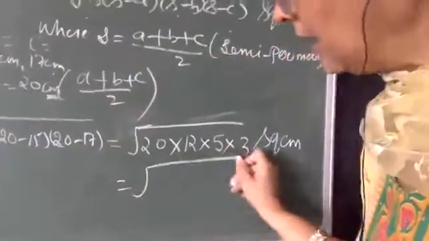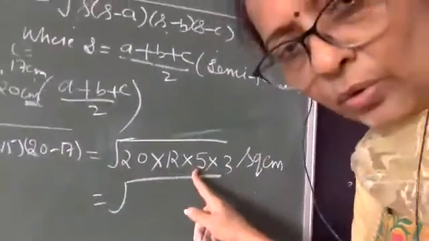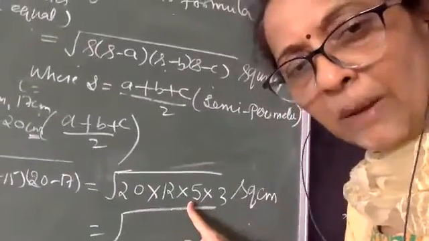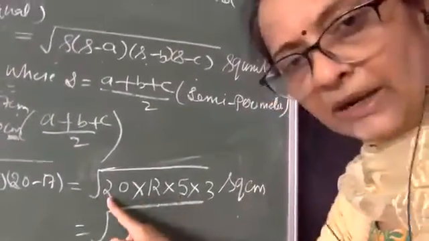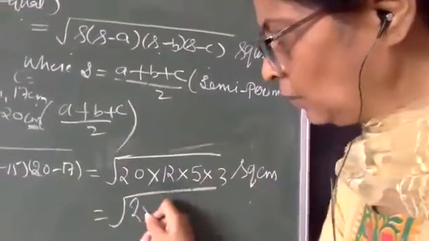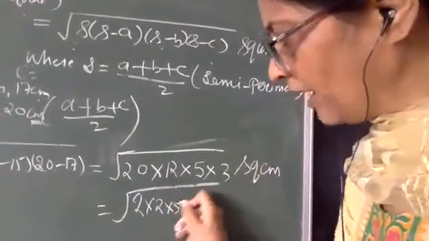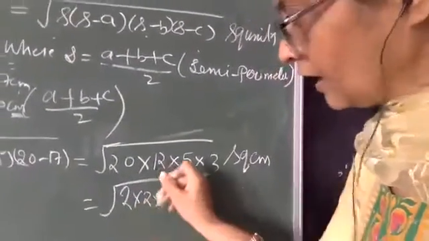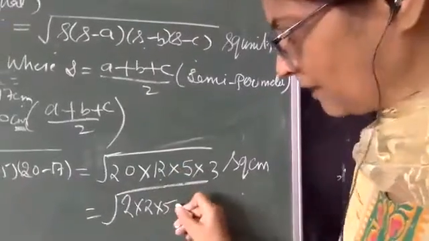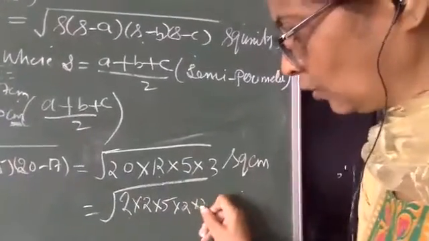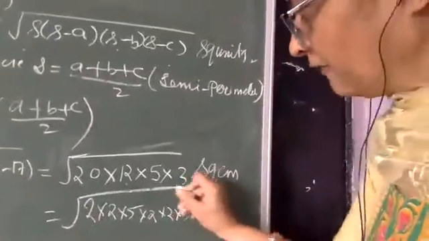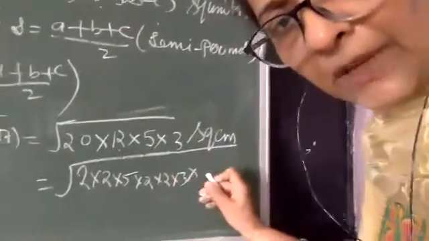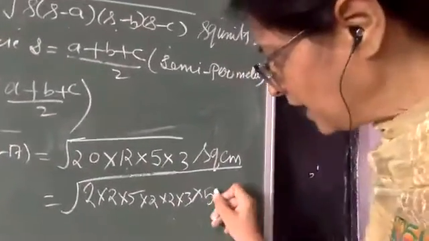Now, let's see. Under root 20 into 12 into 5 into 3, you don't have to solve these numbers. You will break up these numbers into small factors. So I can write this 20 as 2 into 2 into 5. Why? Because 2 times 2 times 5 is 20. Now I have here this 12. 12 can be written as 2 into 2 into 3, because 2 times 2 times 3 is 12. Then this 5 will be written as it is, because we cannot break this up. So we will write 5 into 3.